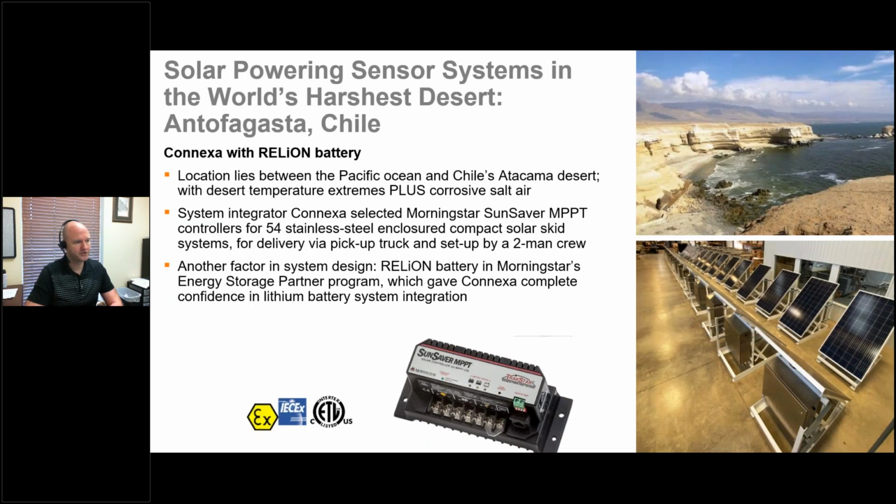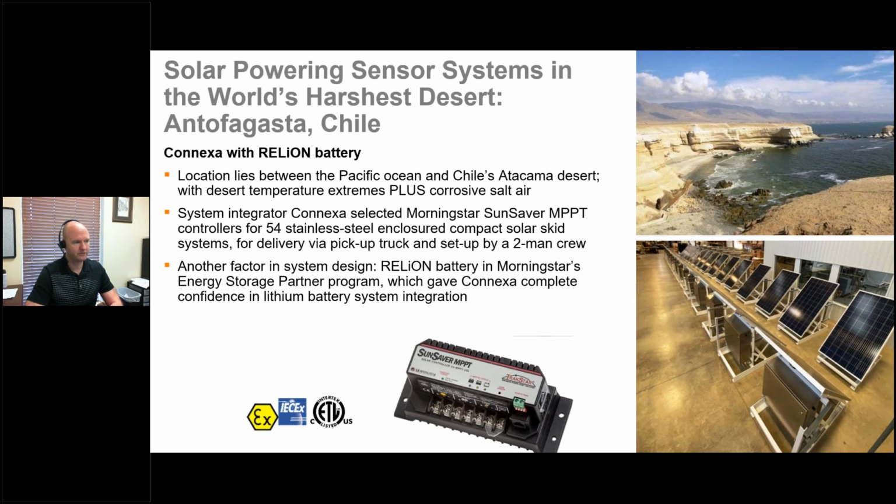One additional application here is with our partner Connexa, and they utilized Relion, which is actually a lithium ion battery. That's a chemistry we're starting to see supported more and more, and a lot of the products that I've discussed today do have the capability to support lithium ion batteries. And in this installation, it actually is in Chile's Atacama Desert, where you're going to see extreme temperatures as well as salt air because of its presence near the coast. So you've got two extreme environmental factors working against you, but we've got proven reliability in these applications.